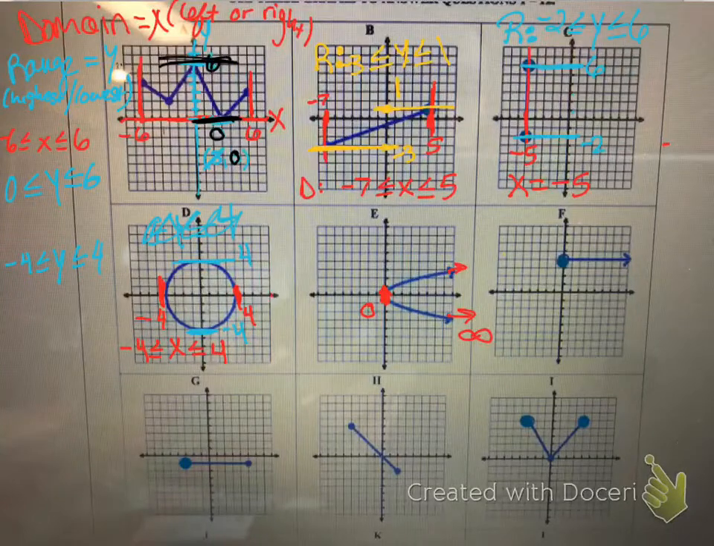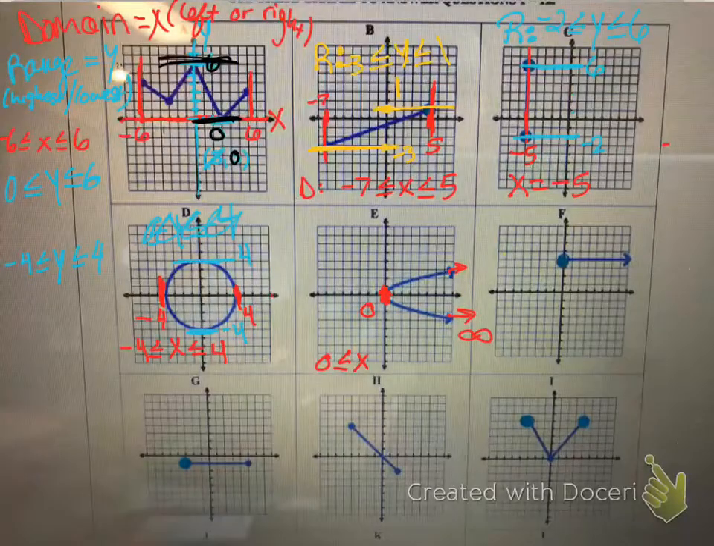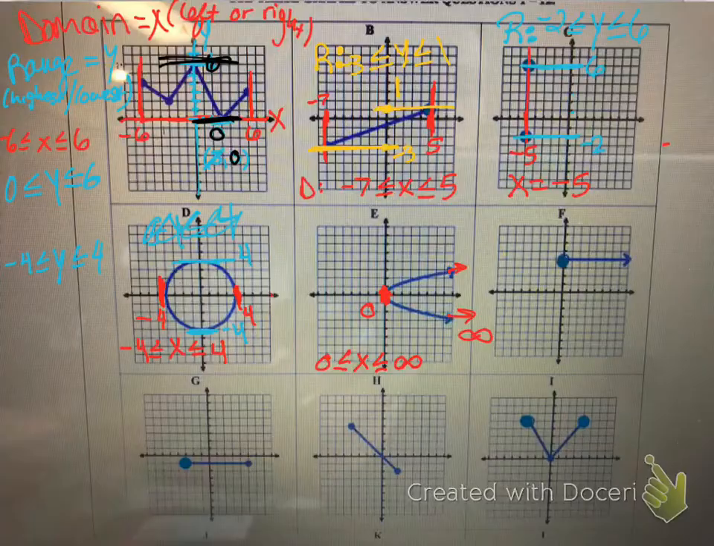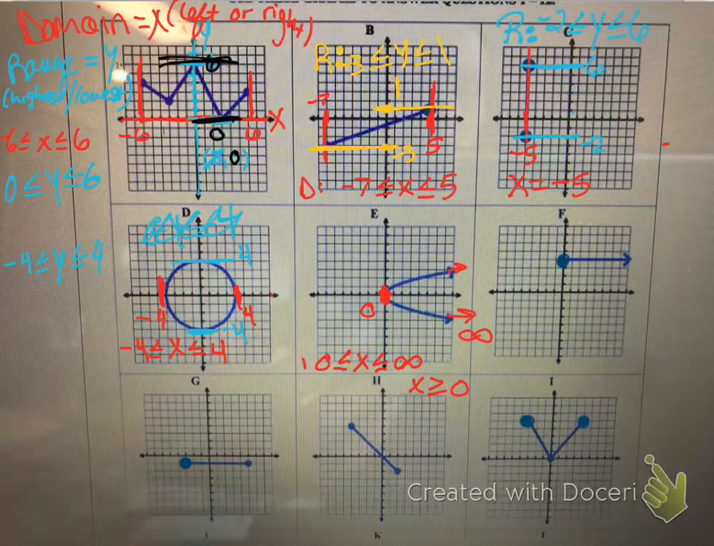So for this one, it's going to be a little different. We're going to say that x falls in between 0 and infinity. The other way you could say this, because all of the x values are greater than 0, you could also say that x is greater than 0. So these are actually two different ways that you could write the domain for this one problem, letter E.